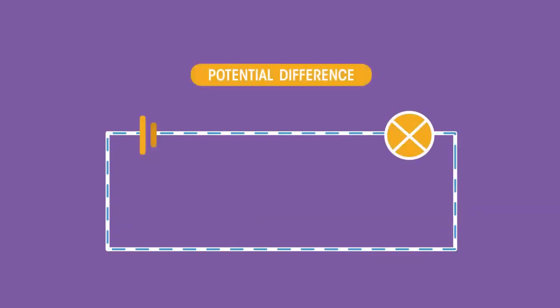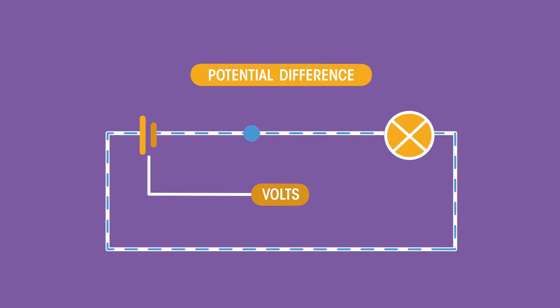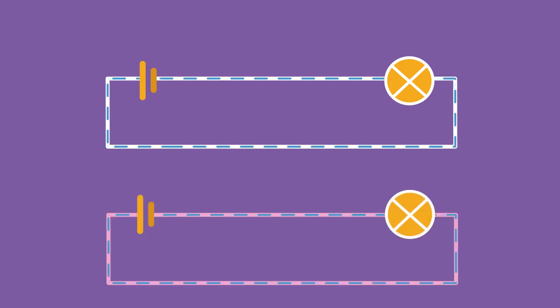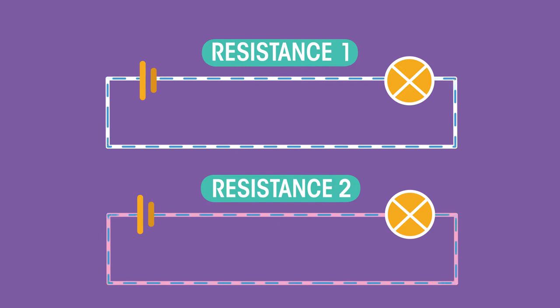A difference in electrical potential, measured in volts, is needed to propel the electrons through the metallic structure. The voltage measures the amount of energy per coulomb, or joules per coulomb. Different conductors will have different metallic structures and so exhibit different resistances in a circuit. A component with a high resistance will need a higher potential difference, or voltage, to move electrons through it compared to one of a lower resistance.